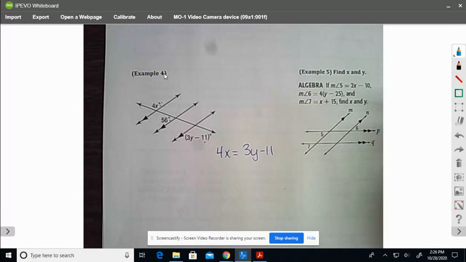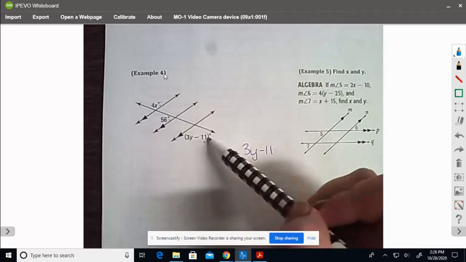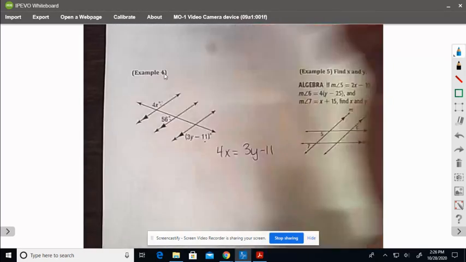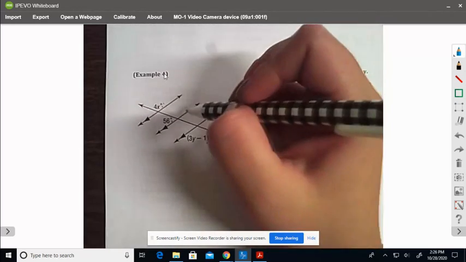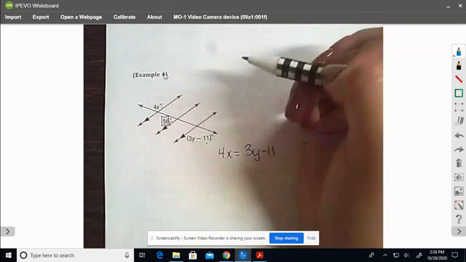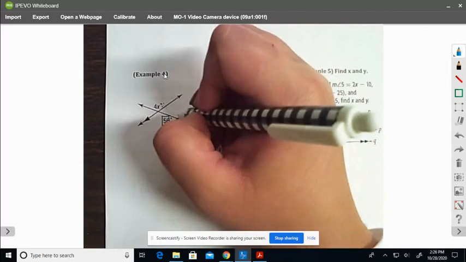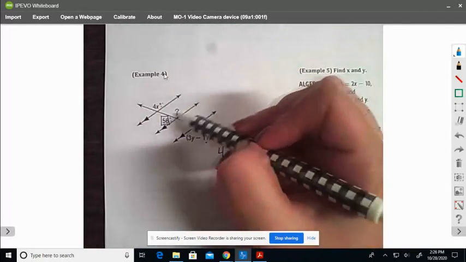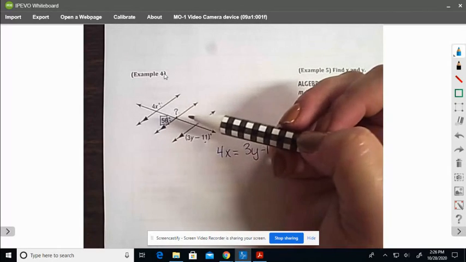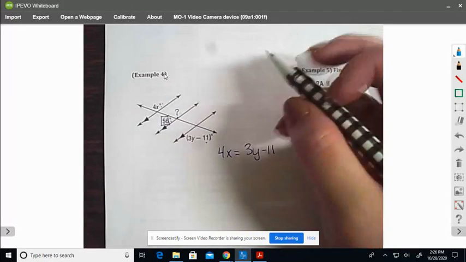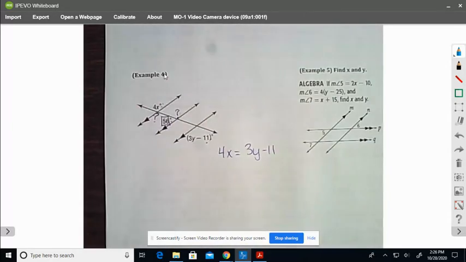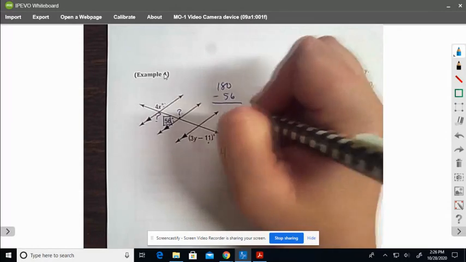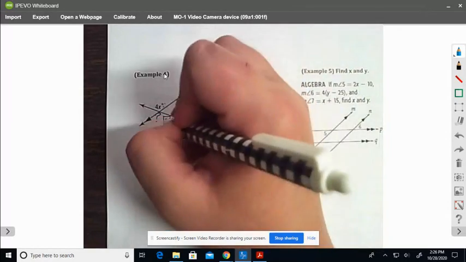So what I can do, I could also use the 56 and the 3y minus 11, however you want to play it. So sometimes there's multiple ways to solve an equation. What I can do though is, because this is just a number, there's no variables, I can find this angle right here where I'm putting a question mark, because I know that they should be a linear pair. They should add to 180, okay? I could also find this one. They should also add to 180 together. So if I do 180 minus 56, I get that those angles should be 124.